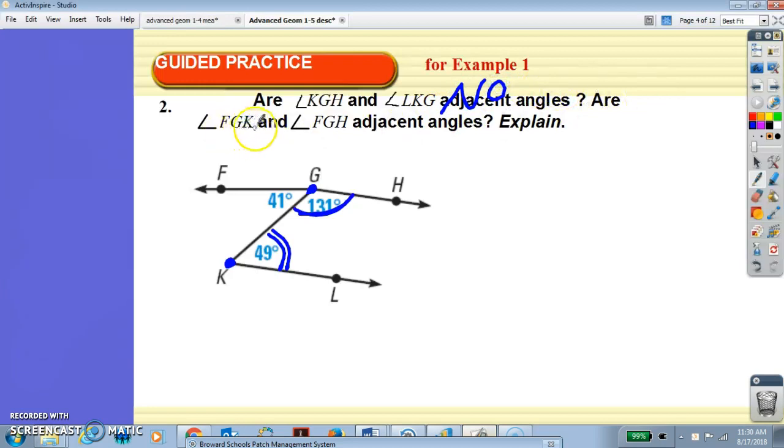Our FGK, let's do a different color, FGK, so this angle here, and FGH, are these two adjacent? No. They share a common leg and vertex, but they have overlapping degrees. These 41 degrees are inside of this whole angle. You can't have overlapping degrees.